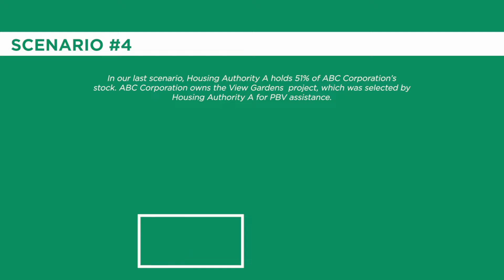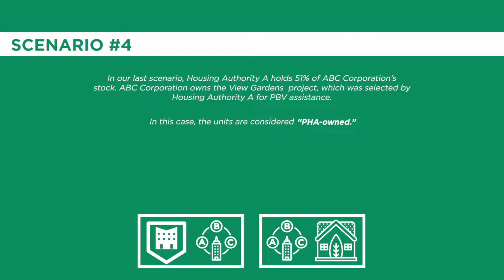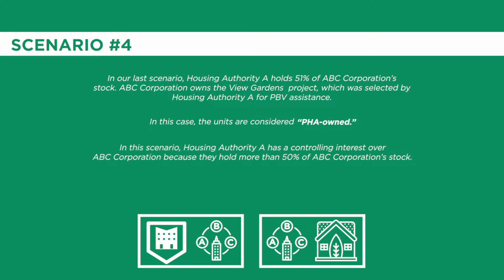In our last scenario, Housing Authority A holds 51% of ABC Corporation's stock. ABC Corporation owns the View Gardens project, which was selected by Housing Authority A for PBV assistance. In this case, the units are considered PHA-owned. In this scenario, Housing Authority A has a controlling interest over ABC Corporation because they hold more than 50% of ABC Corporation's stock.